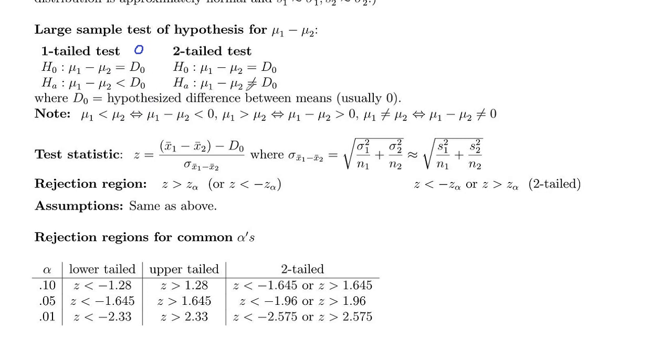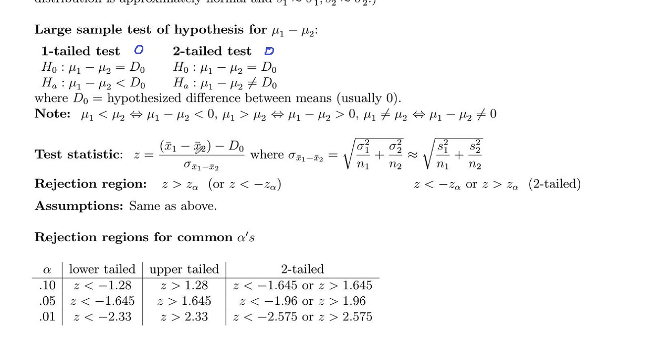For a two-tailed test, your alternative hypothesis is a not equal. And again, the D0, most of the time, is 0. That's the null difference. So either the populations are equal or they're not equal. Notice here again, mu1 less than mu2 means the difference is less than 0. Mu1 greater than mu2 means the difference is greater than 0. And mu1 not equal to mu2 means the difference is not equal to 0. Those are just equivalent ways to write that.